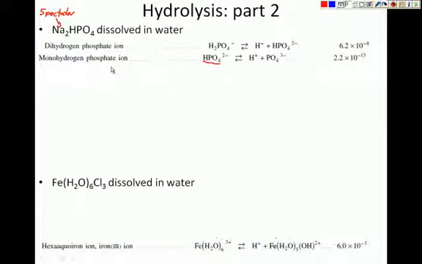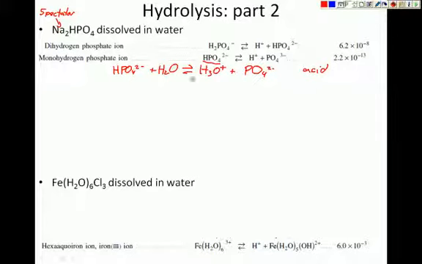So when it acts as an acid, it's going to look like this. HPO4 2- is going to combine with water and make H3O+. And since HPO4 loses a proton, it's going to have PO4 3- left. This is when it's acting as an acid.